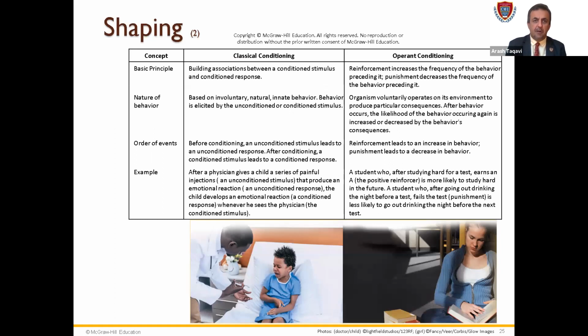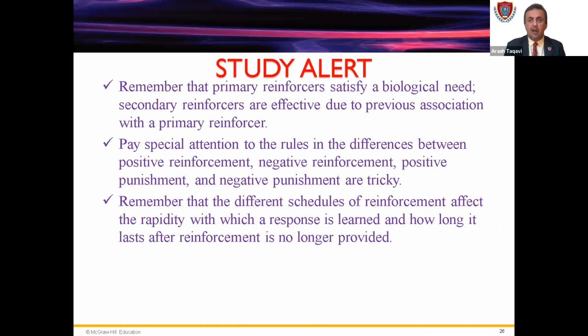Shaping, as you see here, has basic principles: building an association between a conditioned stimulus and a conditioned response, the nature of behavior based on the involuntary, natural, innate behavior, behaviors elicited by the unconditioned or conditioned stimulus, and the order of events, and some examples. Study alerts here: remember that primary reinforcers satisfy a biological need. Secondary reinforcers are effective due to previous association with the primary reinforcer.